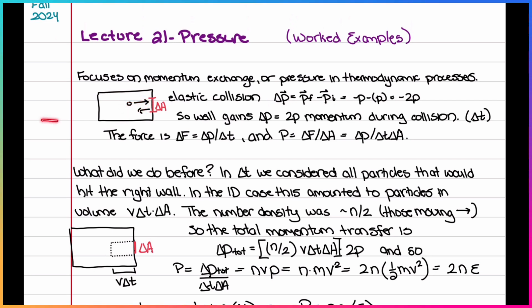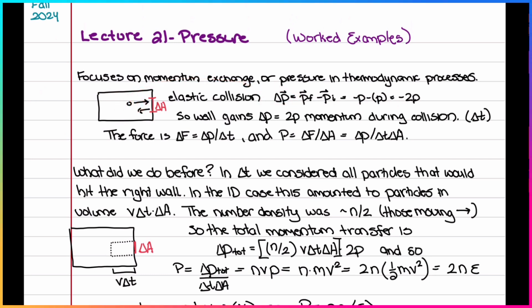If I define in my usual way that right and up are the positive directions, then the final momentum is negative p, and then I subtract the original momentum, which was positive p. And so the overall delta momentum is negative 2 times the original magnitude of the momentum of the particle. That delta p is the delta p of the particle.